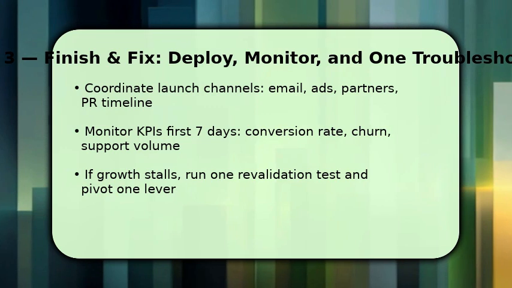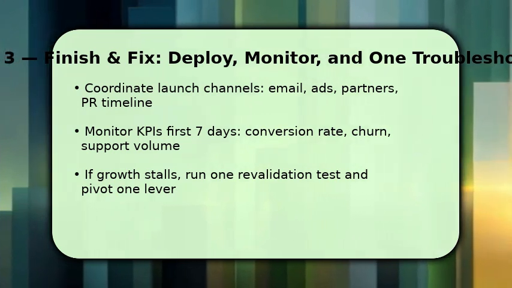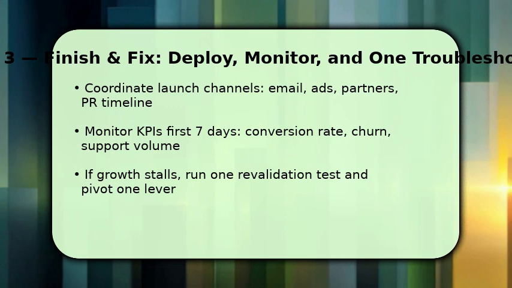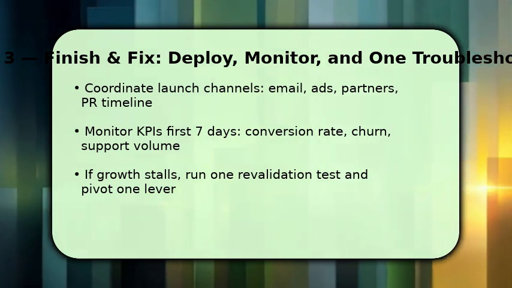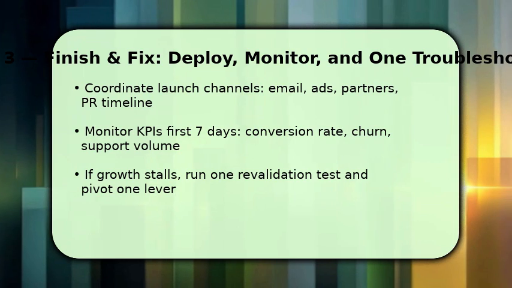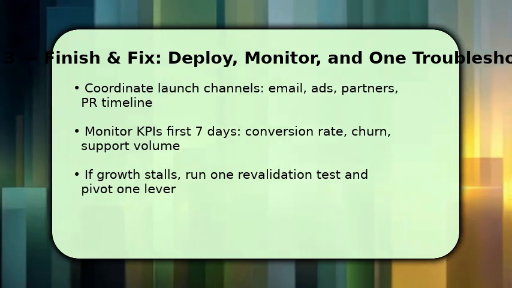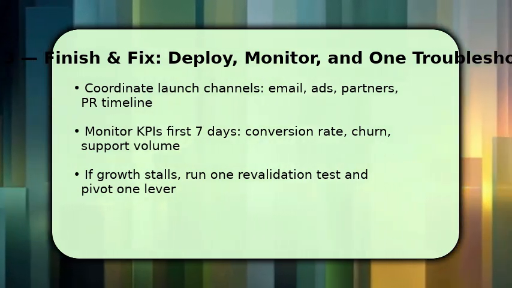If uptake is weak, run a single revalidation. Revisit positioning or pricing and pivot only one major lever at a time. Troubleshooting tip: when things go wrong, isolate variables and A/B test the highest leverage change first.